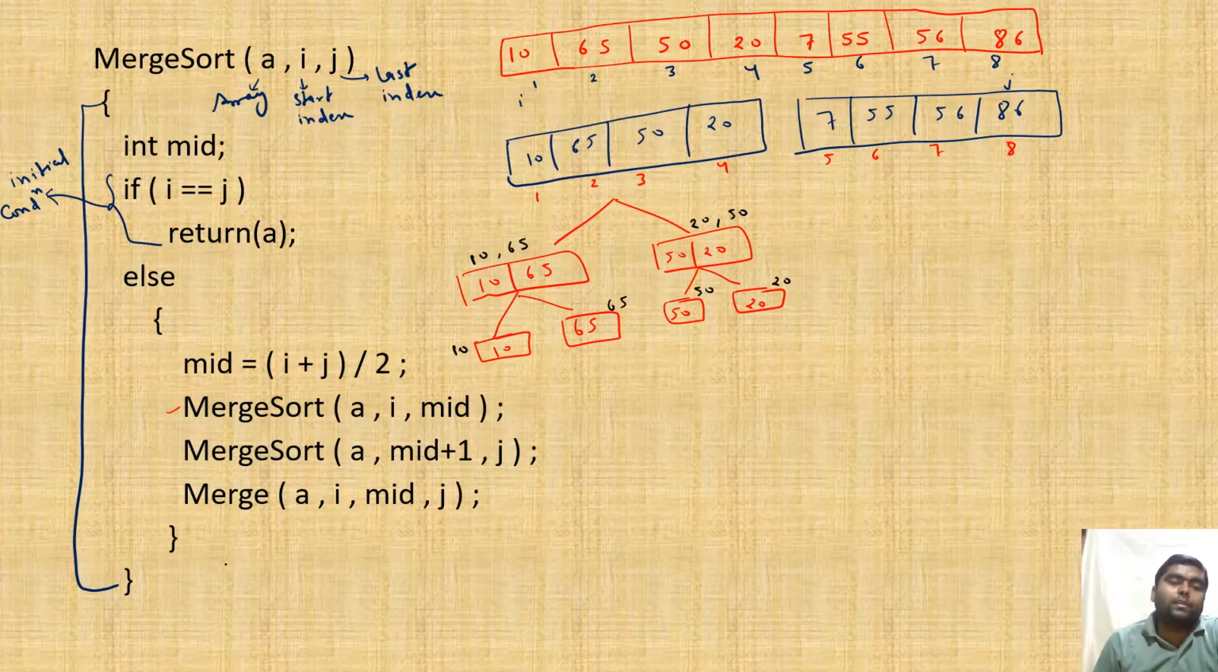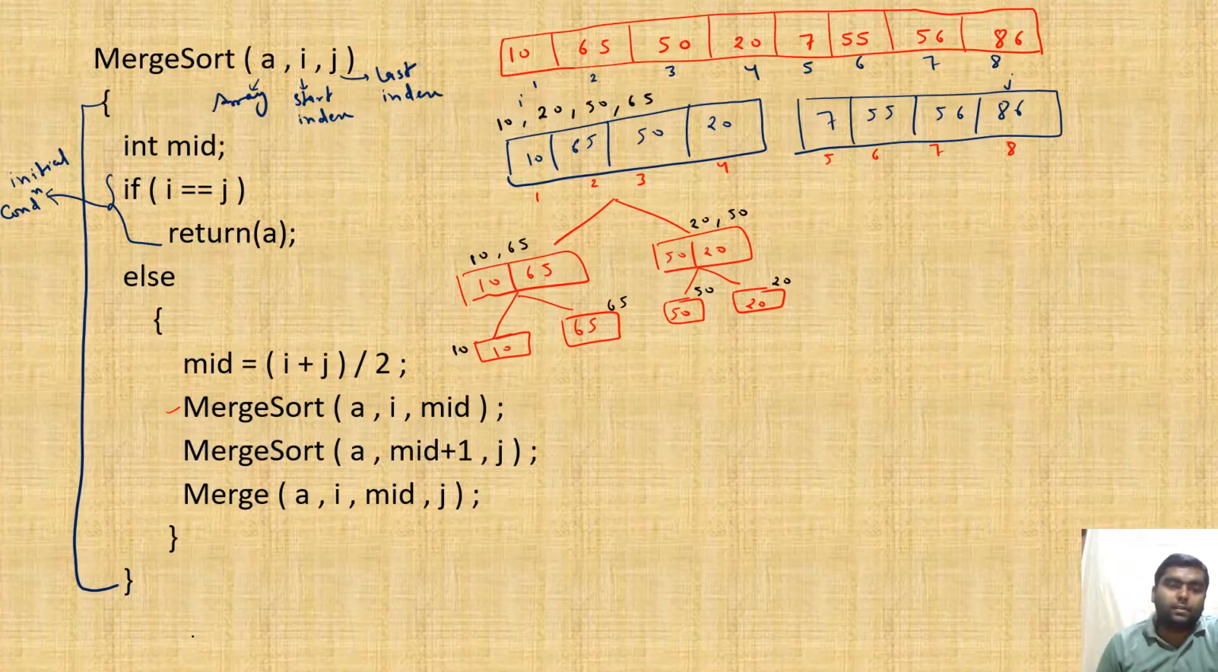I will explain in the next slide how the merge procedure will actually work. The merge procedure will always take two sorted lists. Okay, I will explain, don't worry. After this what will happen? We will merge both of them. These are two sorted lists, 10, 65 and 20, 50, so when we merge them, finally one sorted list will come. So what will be the sorted list? The sorted list will be like this: 10, 20, 50 and 65.